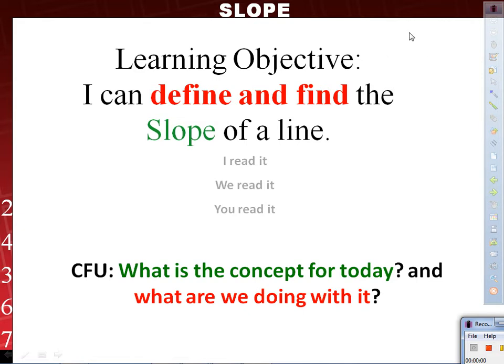So we're still on linear equations, but today we're going to take a little sidestep in regards to addressing what we call slope. Some of you have already been introduced to slope in the past, whether in 5th, 6th, or 7th grade. But today we're going to go a little bit deeper and make sure we understand how to derive the formula from it, okay?